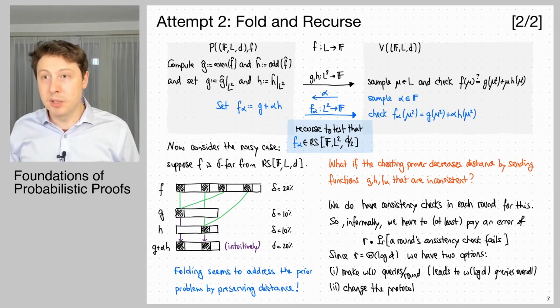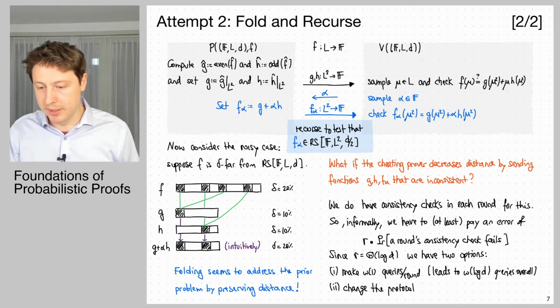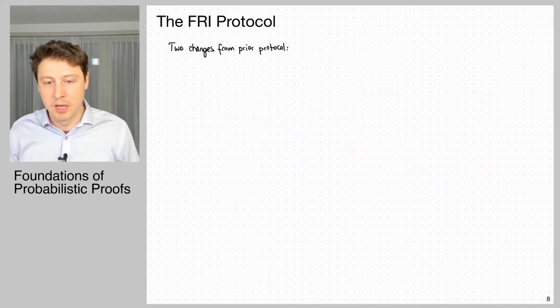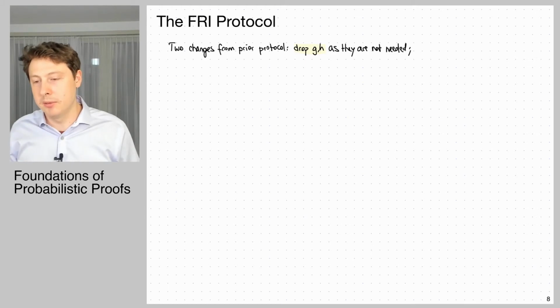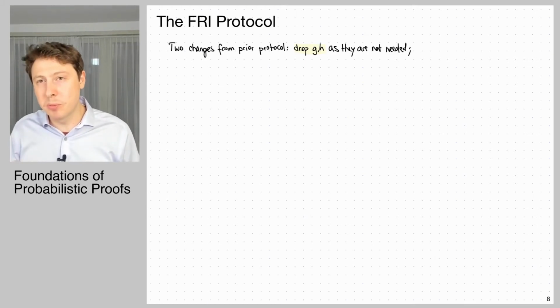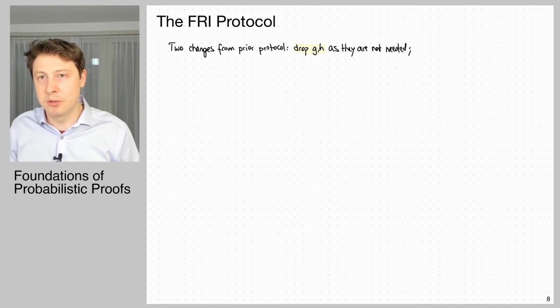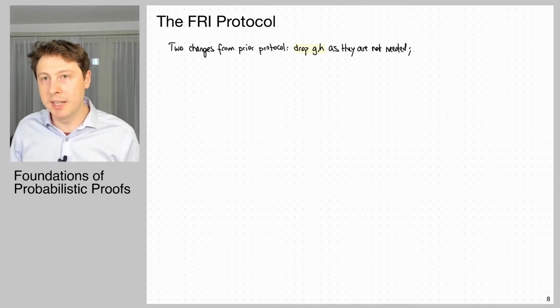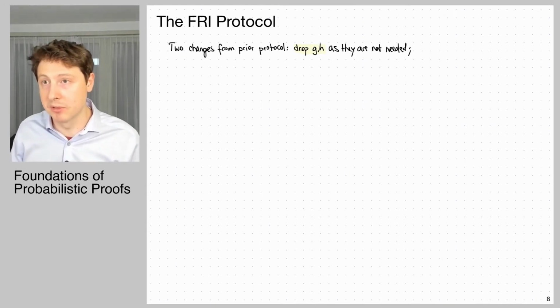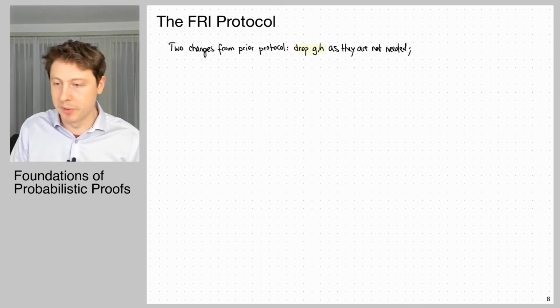All right, so let's talk about the protocol that we're actually going to study, the FRI protocol. There are going to be two changes from the prior protocol. The first one is a bit of a silly thing: we don't really need G and H to be sent, okay? As we'll explain in a moment, even for the prior protocol, G and H were just for us to build up the intuition. You can basically imagine G and H on the fly by yourself as a verifier. So we don't need them. I'll explain that in a moment.